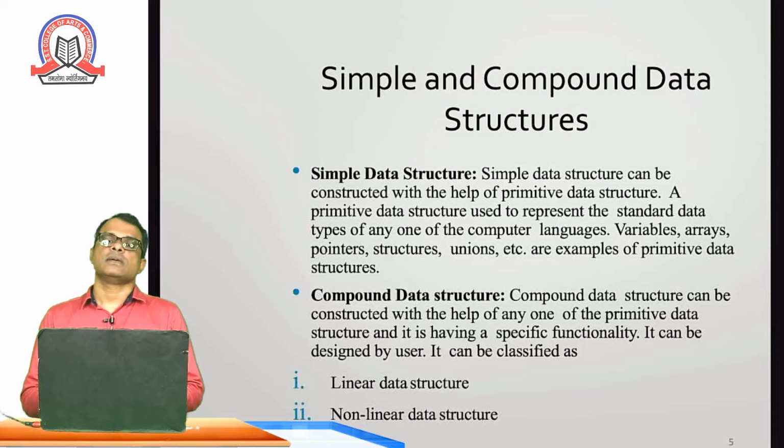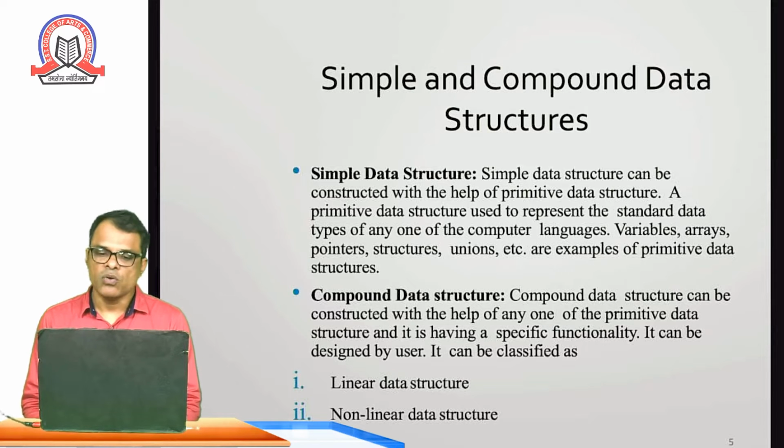Now let's start with simple and compound data structure. A simple data structure can be constructed with the help of primitive data structures. A primitive data structure is used to represent the standard data types of any computer language. Variables, arrays, pointers, structures, unions, etc. are examples of primitive data structures. So when we talk about simple data structure, we should know about primitive data structure. In any programming language, these primitive data structures, variables, arrays, pointers, structures and unions, are the various things we use to store the data.